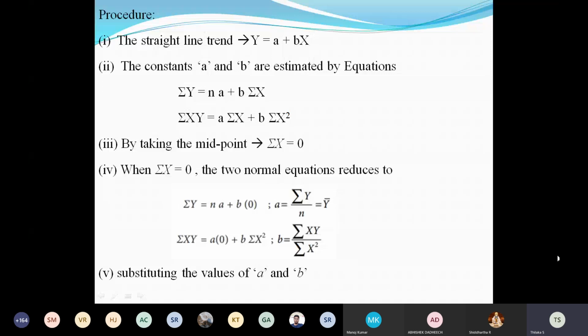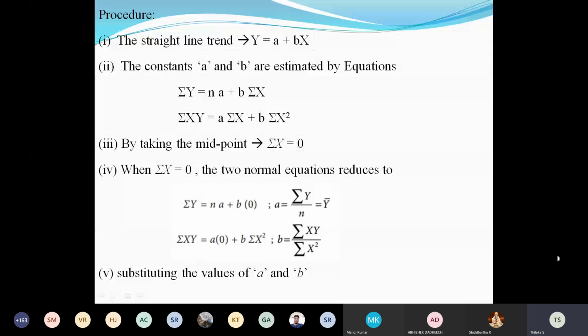So the option becomes 0. So a is equal to sigma y by n, nothing but the mean of the given variable y. So y bar is equal to sigma y divided by n. So we are using the same thing to find out the value for the constant, small a.